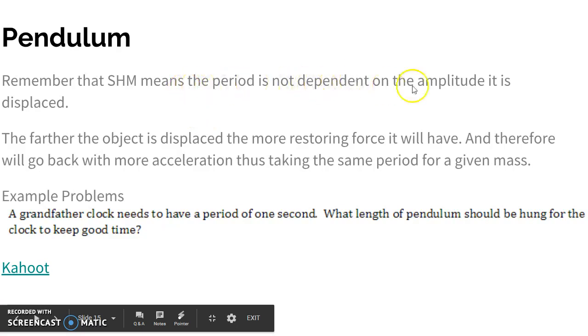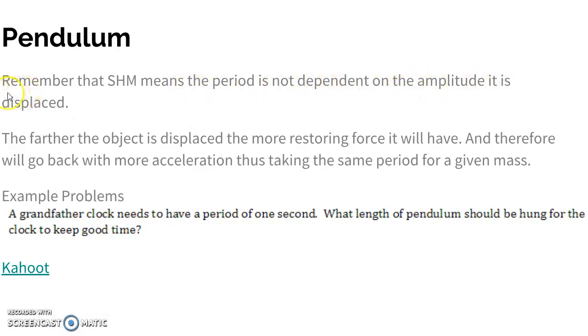So the period is not dependent on the amplitude of its displacement. Boom, right here. Again, in your notes, star it, underline it, put a box around it. It might be the single most important thing I ask you to know today. That is true. Also, the further the object is displaced, the more restoring force it will have, and therefore it will go back with more acceleration, thus taking the same period for a given mass.